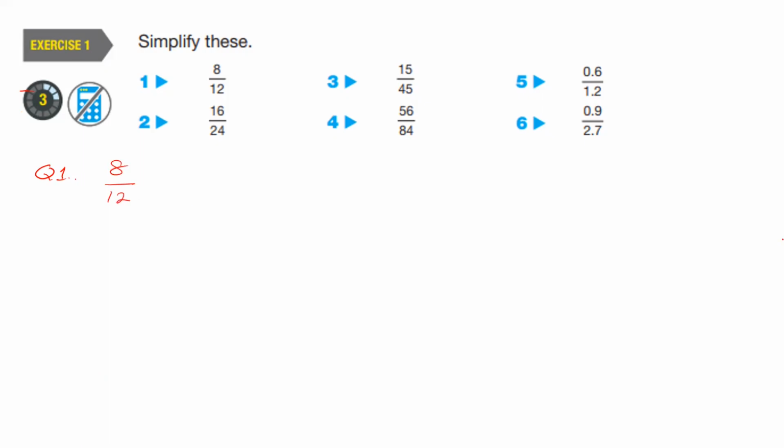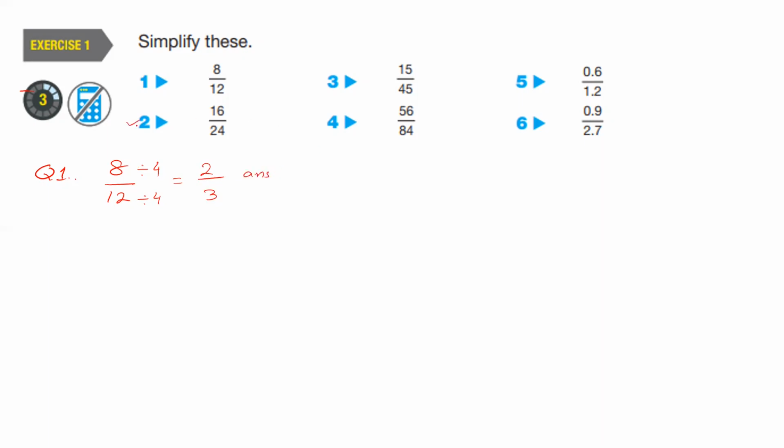It's 8/12. We shall find the highest number which can divide 8 and 12 together. I know that 2 divides 8 and 12, but the higher number is 4, which can divide 8 and 12 at the same time. So we divide numerator and denominator by 4. 4 times 2 is 8 and 4 times 3 is 12. So our answer is 2/3.